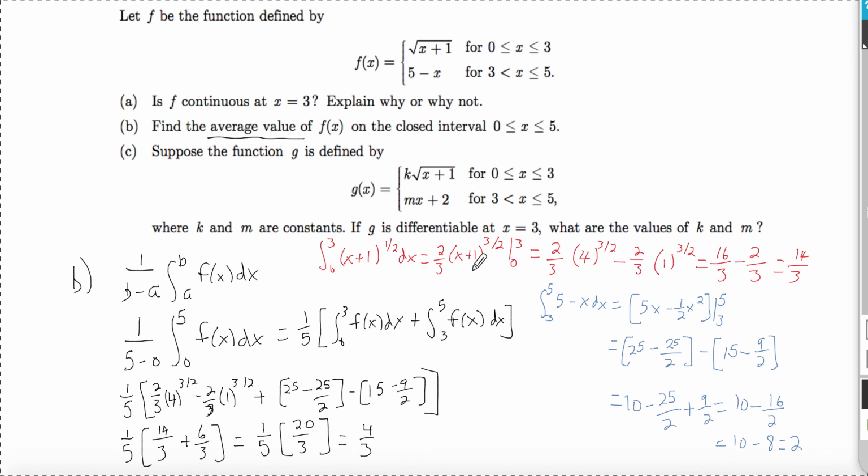All right, you got 1 point for your antiderivative of your square root. You got 1 point for your antiderivative of 5 minus x. You got 1 point for setting up this expression over here. And you got 1 point for your evaluation and answer.